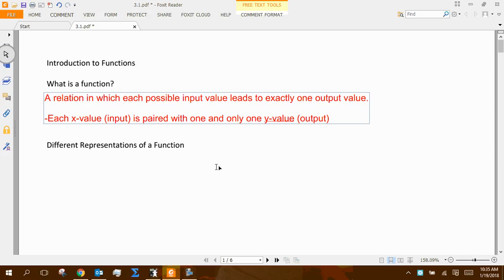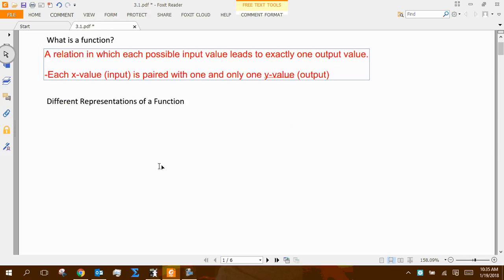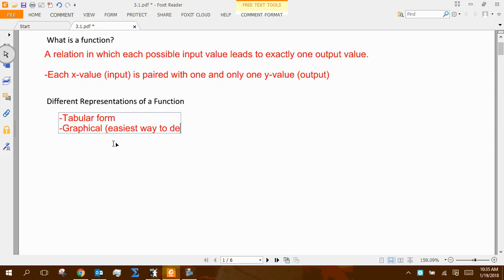I'll talk about this graphically here in a little bit, but there are several different ways that we could talk about representations of a function, meaning that you might see them in a table or sometimes a tabular form. You're going to see graphical, and this is probably the easiest way to determine if a relation is a function or not. I'm going to talk about that here in a little bit.